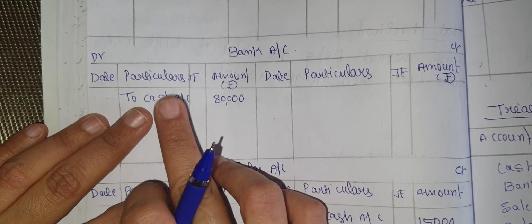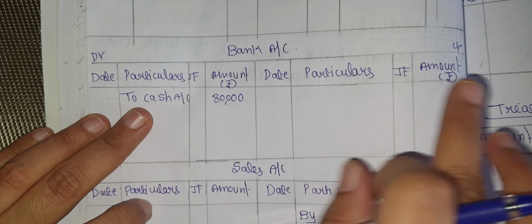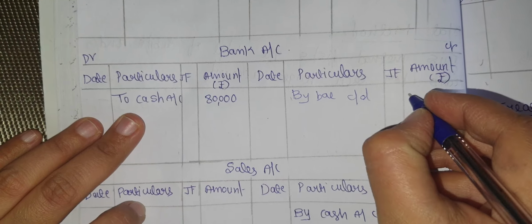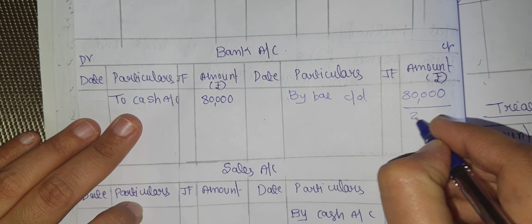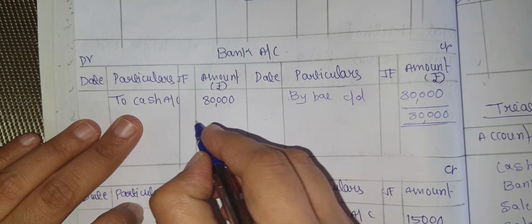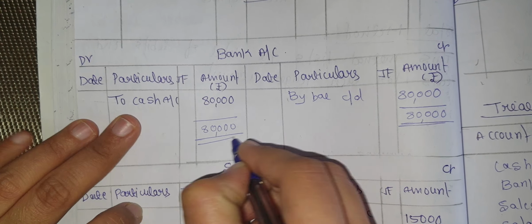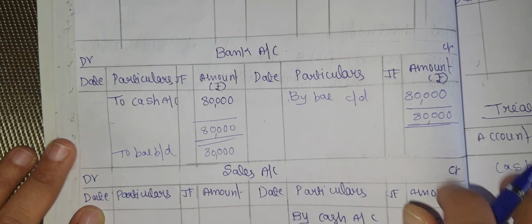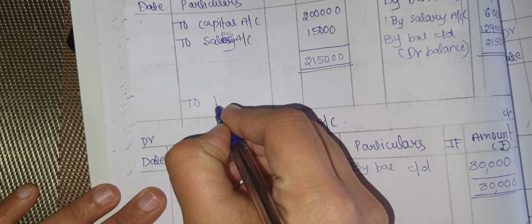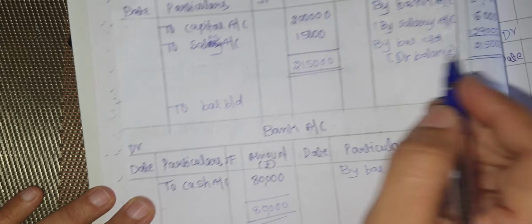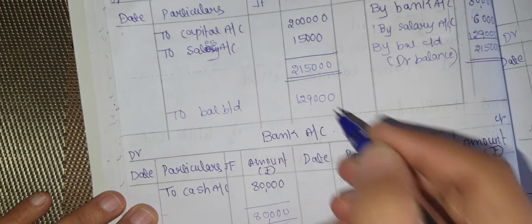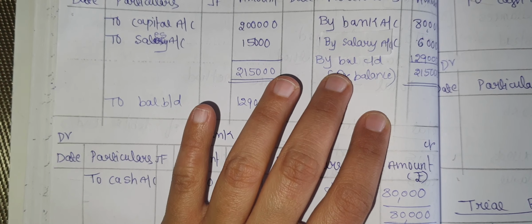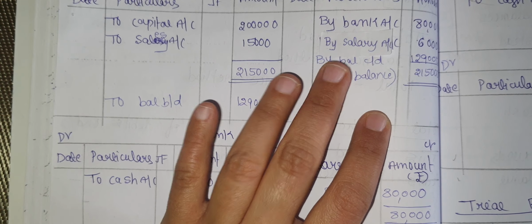See here also, the debit balance is more than the credit. So by balance carried on, that is rupees 80,000. Total 80,000. To balance brought down, that is rupees 80,000. Write down here also: to balance brought down. This is the opening balance, that is rupees 1,29,000. Here in the balance method we need the closing balance. This is the amount we write in the trial balance, the closing balance amount.